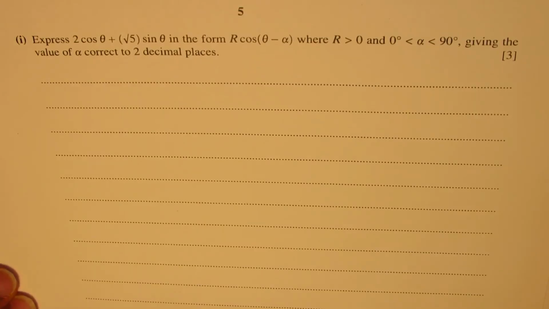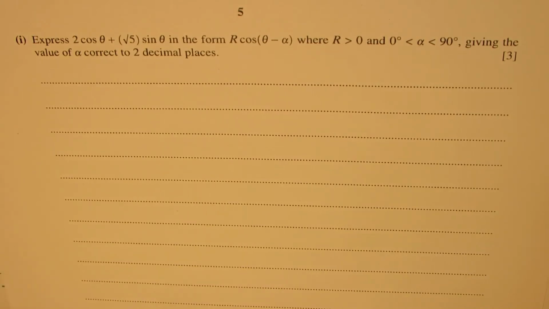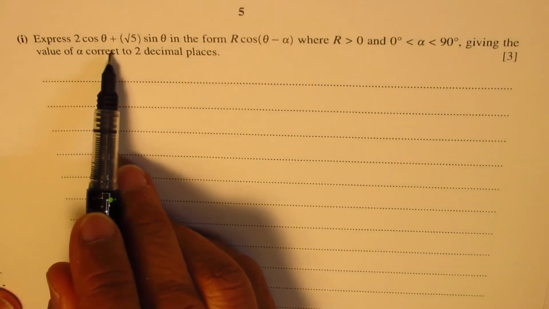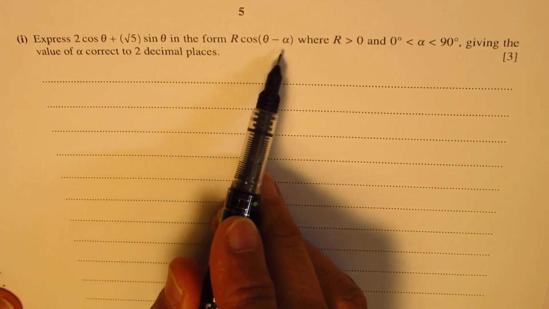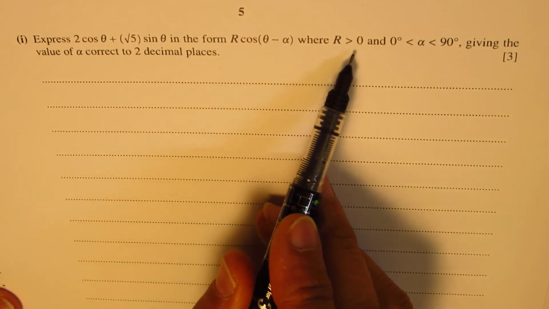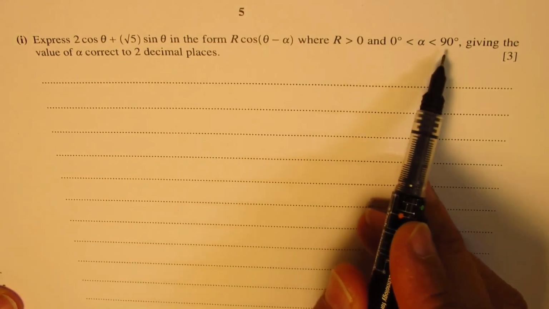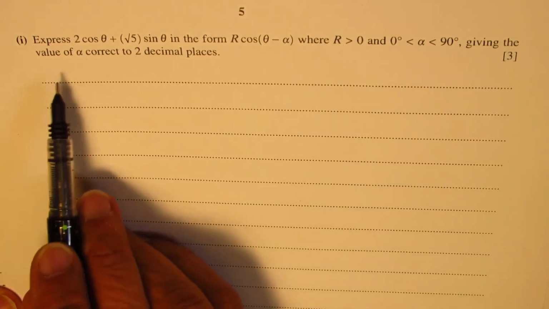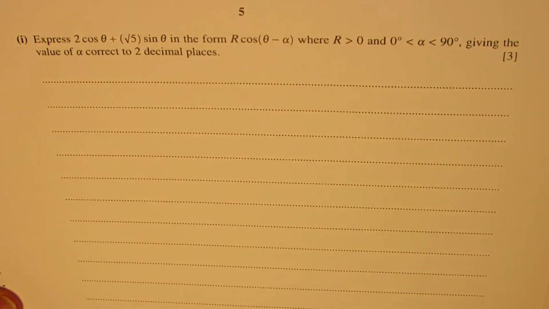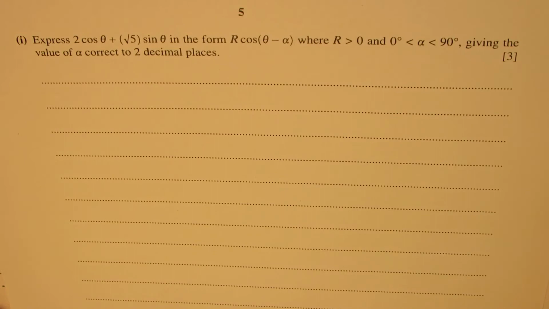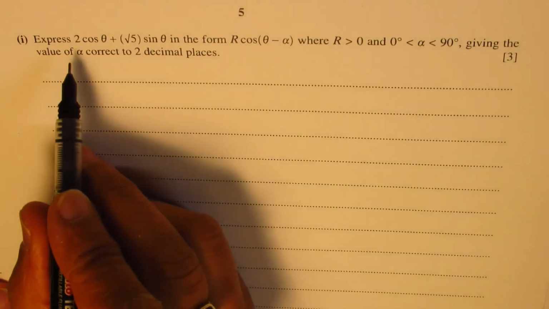Here is question number 5 from one of previous papers of 2017. Let us see how to solve this kind of question. Express 2 cosine theta plus square root of 5 sine theta in terms of r cos theta minus alpha, where r is greater than 0 and alpha is between 0 to 90 degrees. Giving the value of alpha correct to 2 decimal places. Now this is a very standard question and is asked in many test papers. Let us try to understand the strategy.